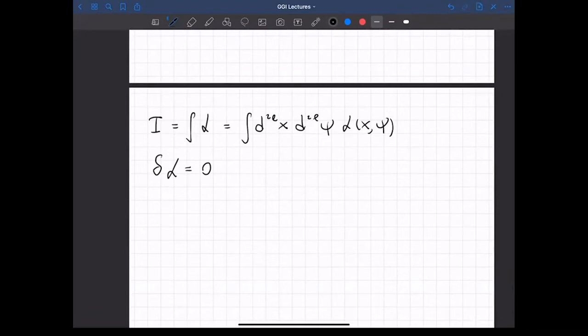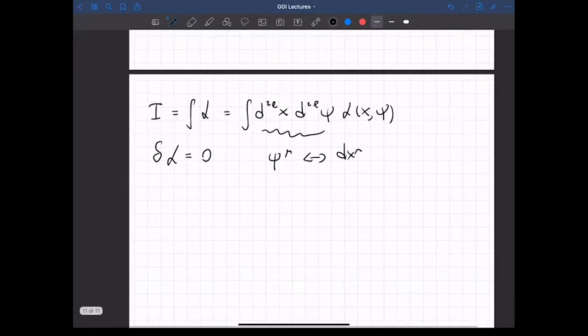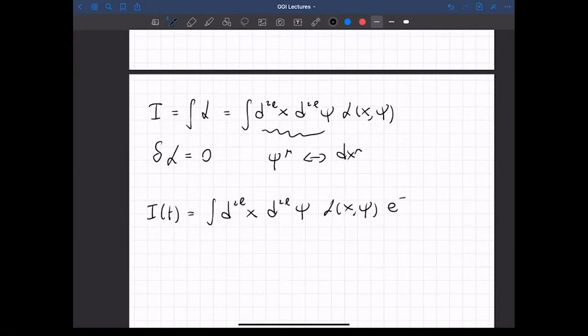Just one thing, since you might wonder if this measure is well defined, actually you can check that since I mu transform as dx mu under change of coordinates, the measure is invariant under change of coordinates. Okay, essentially now I repeat the argument that I gave you before. So I introduce a parameter, a Fermionic parameter t, which deforms my integral.